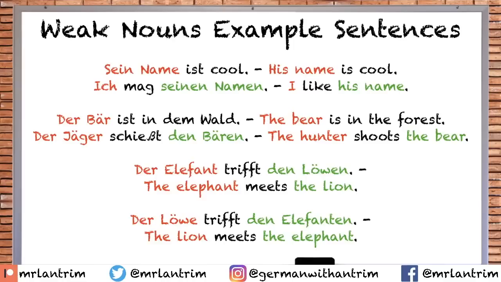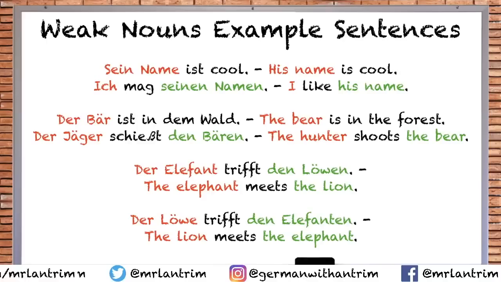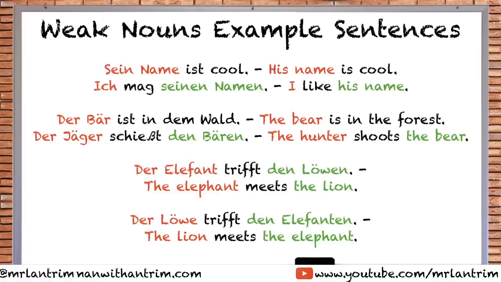Notice that there is just Name. It's a singular noun and it's a masculine noun. We don't have an ending on Name. It's just Name. Ich mag seinen Namen. I like his name. In this case, we now have the name as the thing being acted upon, as opposed to the thing that is in the previous sentence. And so we have this in the accusative case. We change sein to seinen, and we change Name to Namen, because it's a weak noun.